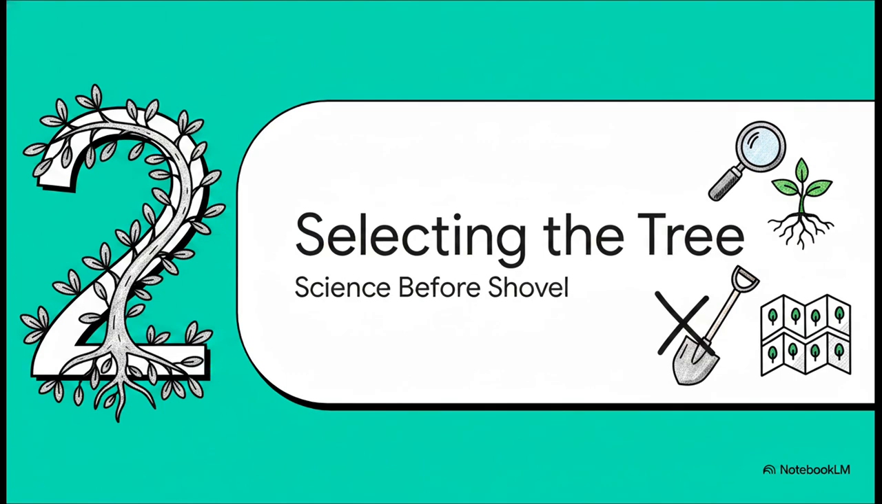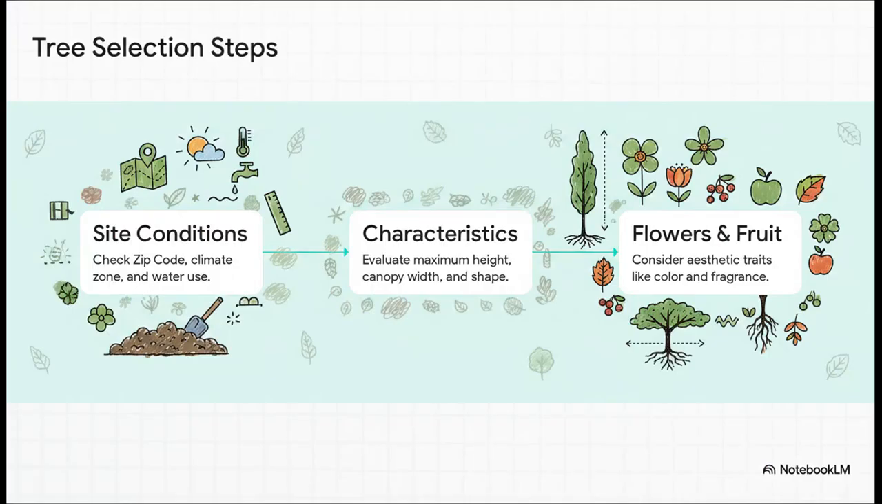Moving on to Section 2, selecting the right tree. Science before the shovel. Because before any tree becomes part of a long-term inventory, we absolutely have to select the right specimen for the site. We do this by applying some pretty strict, unforgiving criteria. Using robust databases like SelectTree, a master gardener evaluates parameters systematically.